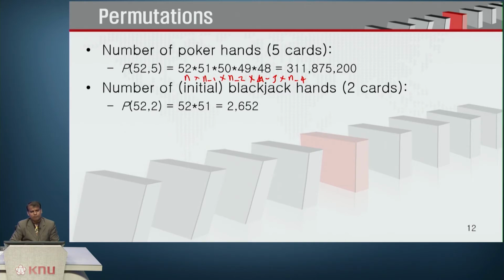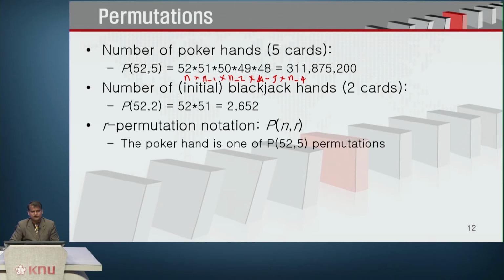For blackjack, you have 2 cards, so that is only n and n minus 1. So the r-permutation notation is P(n, r). The poker hand with this combination goes on like this: P(n, r) is n times n minus 1 times n minus 2 till n minus r plus 1. In other words, you could write it in this form: n factorial divided by n minus r factorial. So you can come up with different questions, and try to see the possible solutions for this kind of problem.